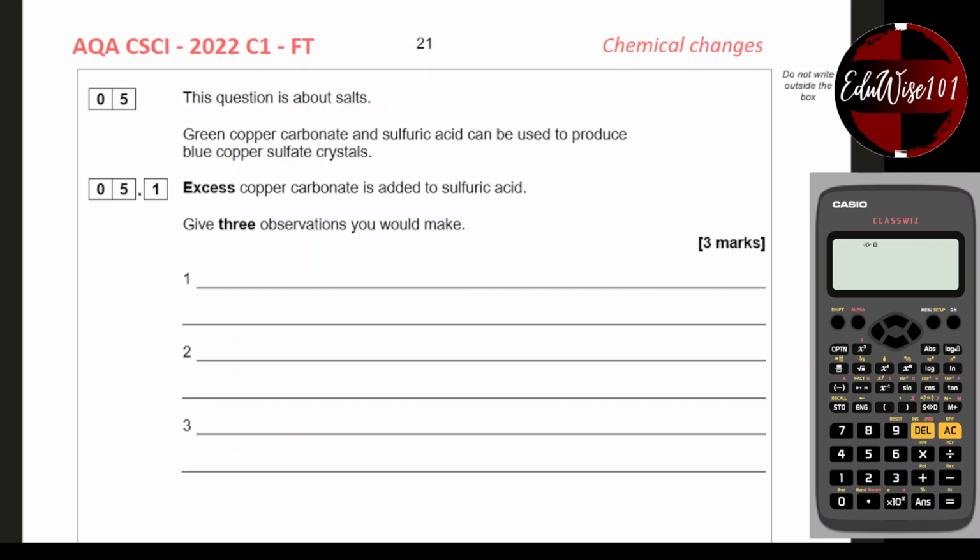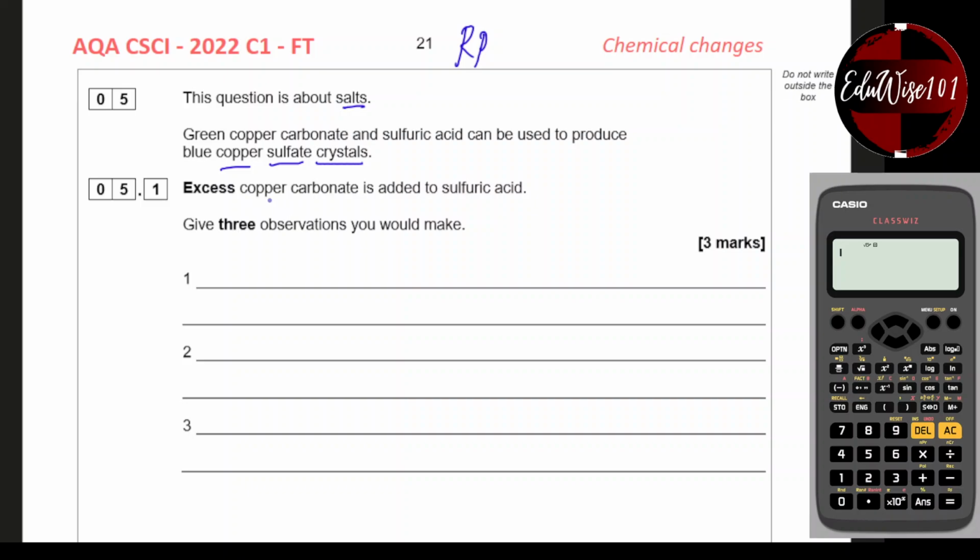So that's why they're talking about making blue copper sulfate crystals. So this is actually a required practical that you should have done. So it's about making salts. Excess copper carbonate is added to sulfuric acid. Give 3 observations that you would make.